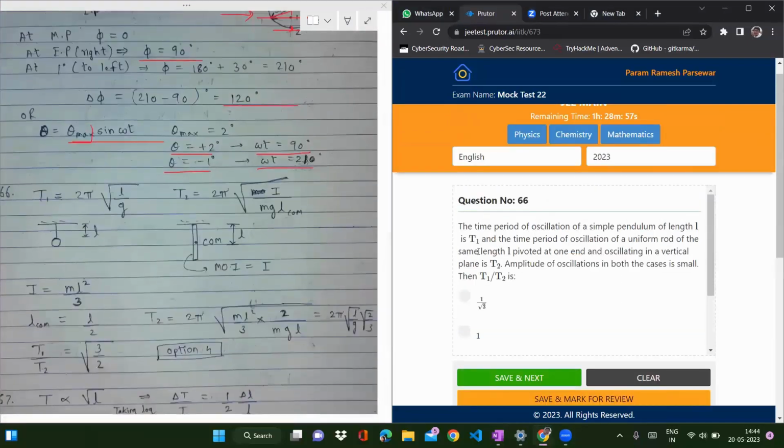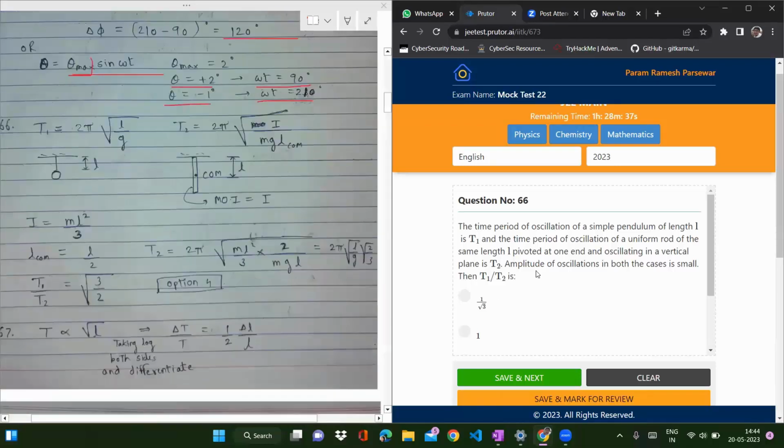Now in the next question, the time period of oscillation of a simple pendulum of length L is T1, and the time period of oscillation of a uniform rod of the same length L pivoted at one end and oscillating in a vertical plane is T2. Amplitude of oscillation in both cases is small, then T1 by T2 is. So as they are oscillating, and it is given that the amplitude of oscillation is small in both the cases.